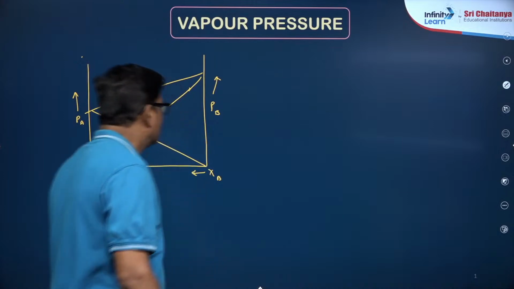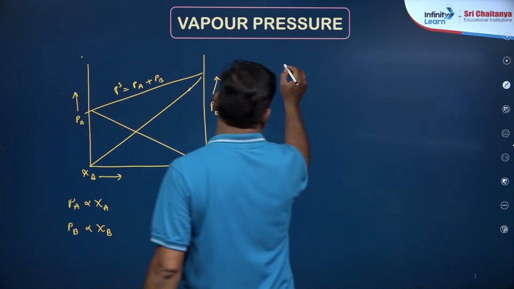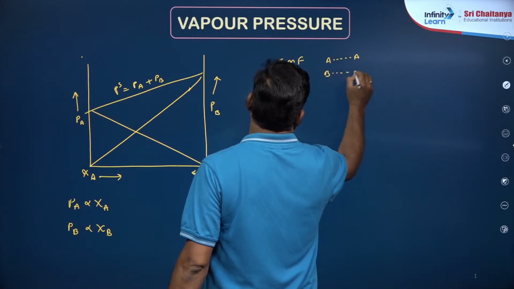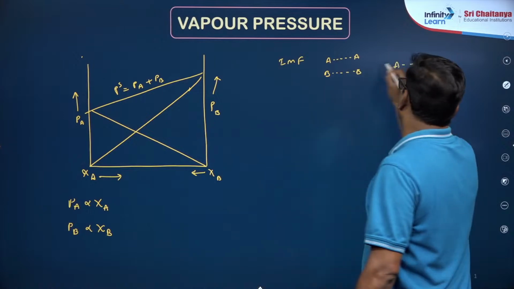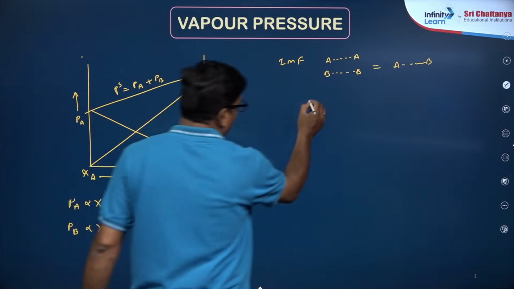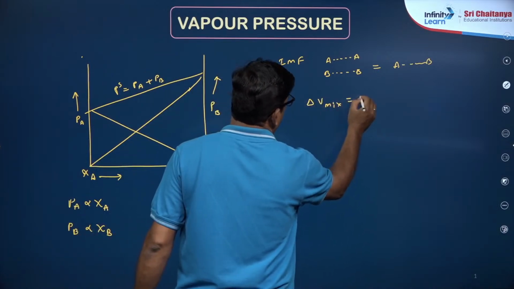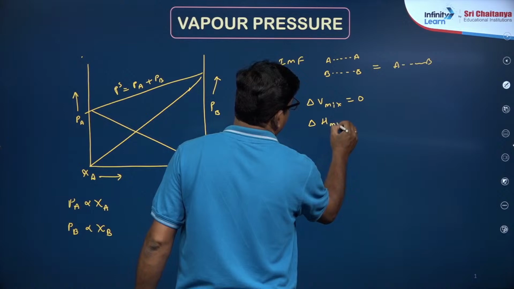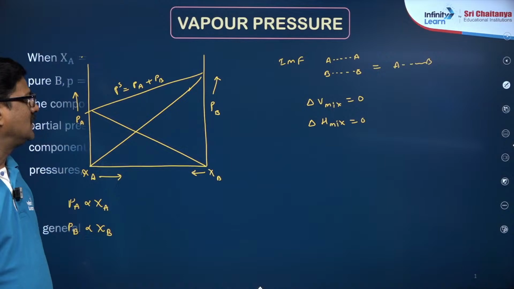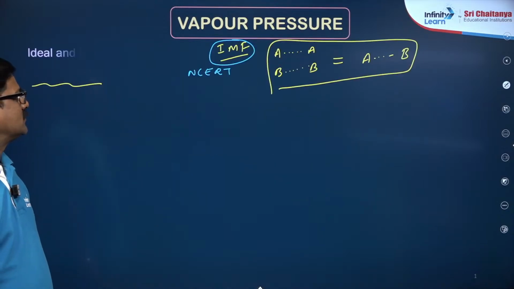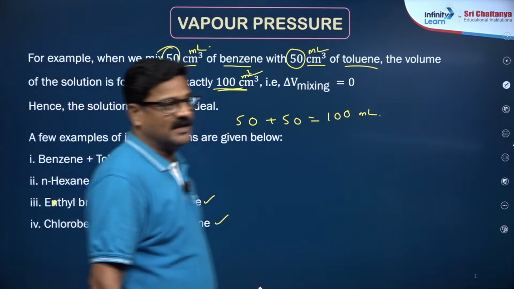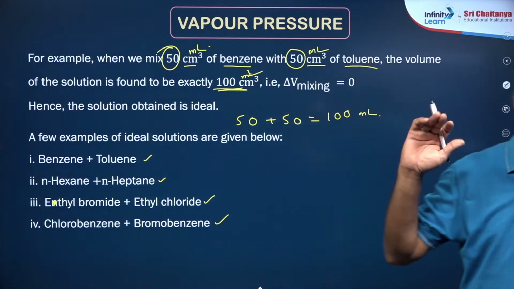Moving ahead, for an ideal solution always keep in mind that the intermolecular forces, A-A, B-B and A-B, should be equal. And also enthalpy of mixing is 0 and volume change is 0, so V mix is 0. This is about Raoult's law. I recapped what Raoult's law is.